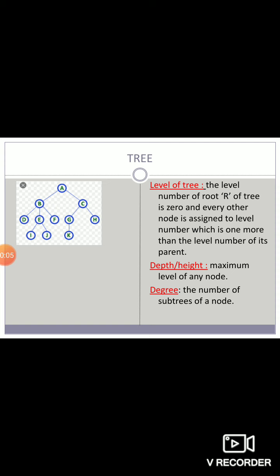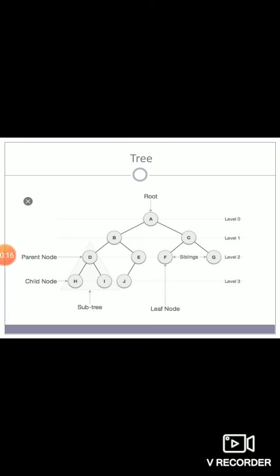So the degree of the tree is the maximum degree of the nodes in the tree. Clear? Now we will see all these concepts in one single diagram. Look here, A is the root, then B, C, D, E are all the children, or the subtrees of the tree. Now H and I are the children of the parent node D, and J is the child of E. Next, H and I are siblings, and F and G are also siblings.